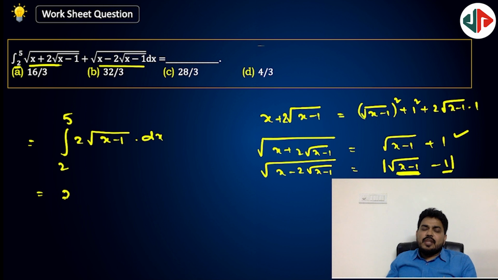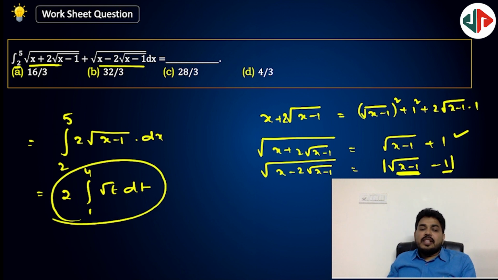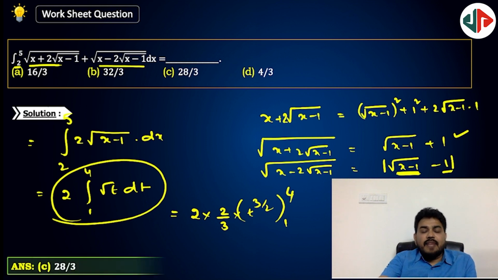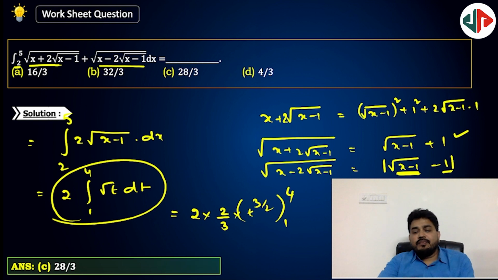So if I take x minus 1 equal to t, this is 2 into the integral from 1 to 4 of root t dt. So directly you solve this one. What is this? 2 into 2 by 3 into t to the power of 3 by 2 with limit 1 to 4. You solve this one, you will be getting the answer as 28 by 3.